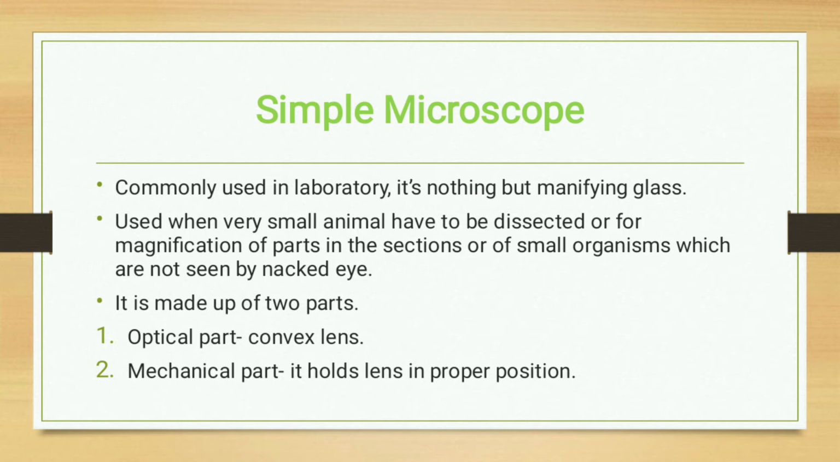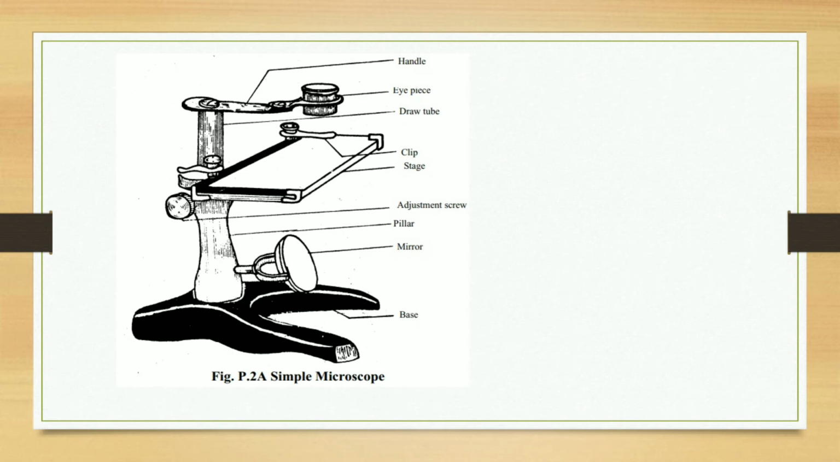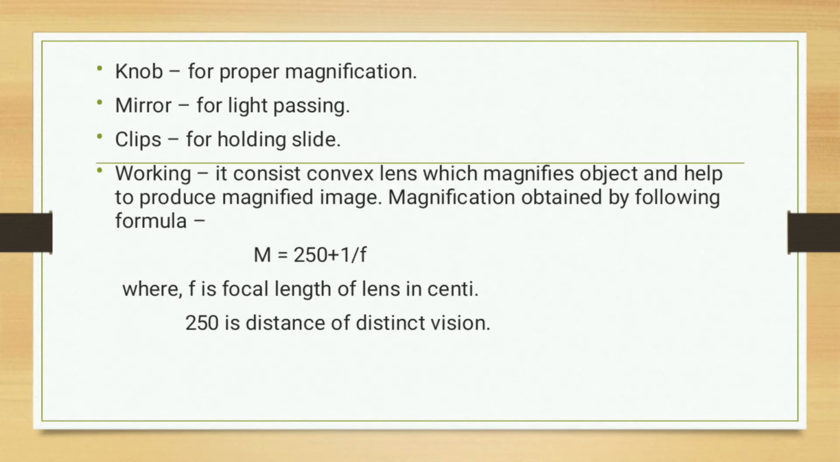This simple microscope is made up of two parts, that is the optical part, which contains the convex lens, and the mechanical part, which holds the lens in proper position. Then the knob is for proper magnification. See this picture. Then the mirror is for light passing, then clips for holding the slides.